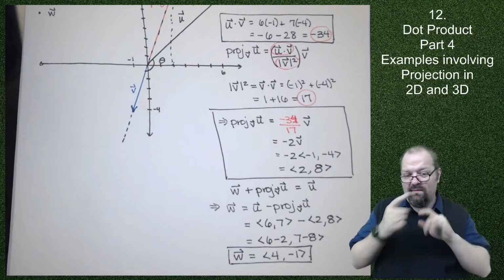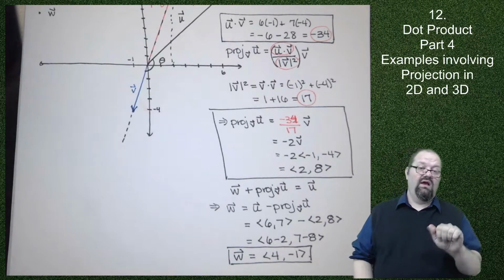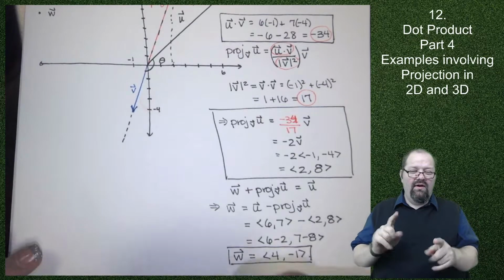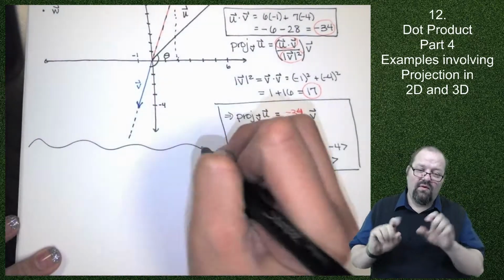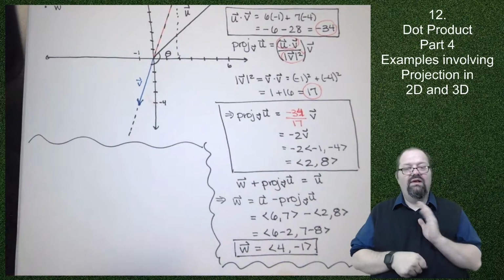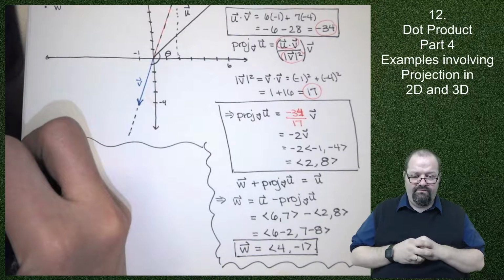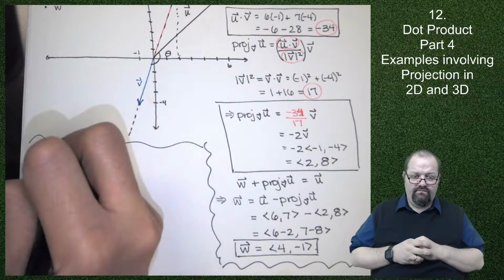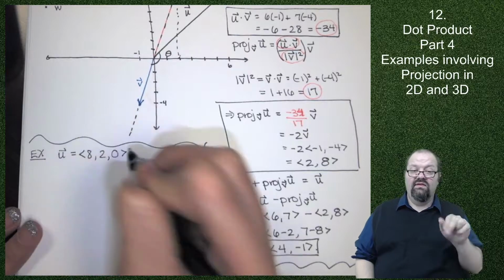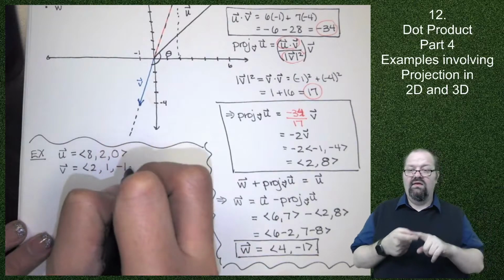We did it in 2D with obtuse and acute angles. In 3D, the formulas still hold. It's just a little bit less easy to see. We can't draw the pictures as easily, but we can do all the calculations in much the same way, just using our formulas. So let's do a 3D example. I've got U equals the vector with components 8, 2, 0, and V equals the vector with components 2, 1, negative 1.